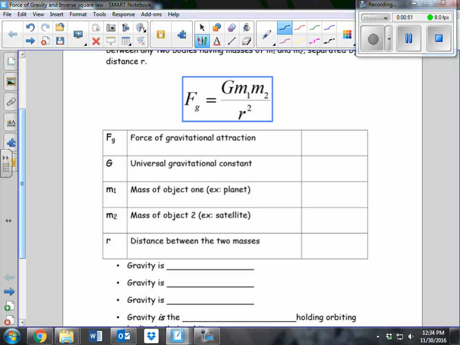So F of G is the force of gravitational attraction. The unit is the Newton. And the big G is the gravitational constant.